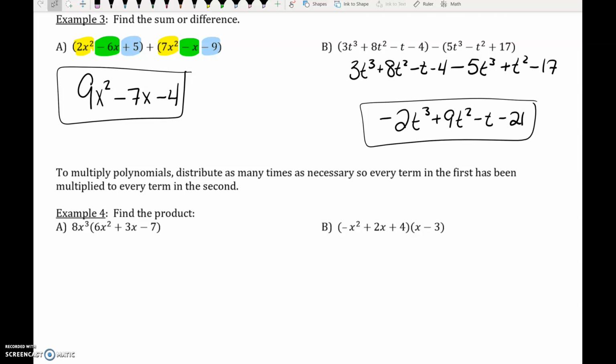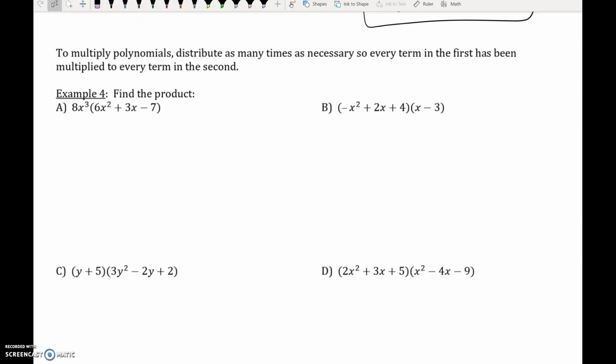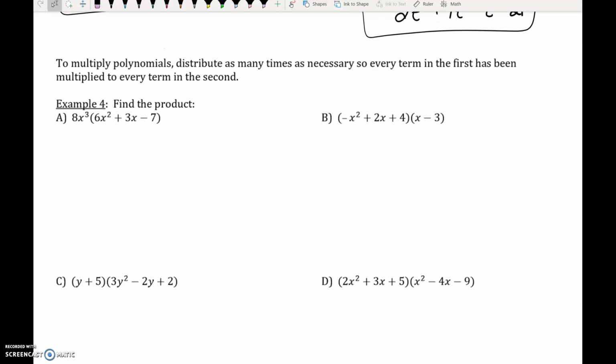To multiply polynomials, you distribute as many times as necessary, so every term in the first polynomial has been multiplied to every term in the second polynomial. Sometimes this is a simple distributive property, sometimes it's FOIL. Multiplying polynomials is the precise reason that I dislike the term FOIL, because FOIL only works when you're doing something like x plus 2 times 2x plus 3, when it's a binomial multiplied by another binomial. That's the only time FOIL works.